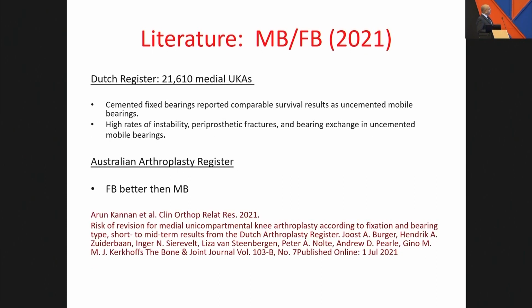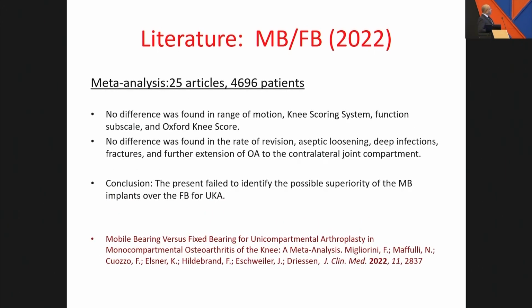Then 2021, Dutch register, again the same problem. The Australian arthroplasty register actually said that fixed bearing is better than mobile bearing, probably because of the same key factor, bearing dislocation and problems. 2022 meta-analysis, 25 articles, 4,696 patients, no difference in range of motion, knee scoring system, function subscale, and Oxford knee score. No difference found in rate of revision, aseptic loosening, deep infection, fractures, and further extension of osteoarthritis to the contralateral joint compartment. Conclusion, they are similar.